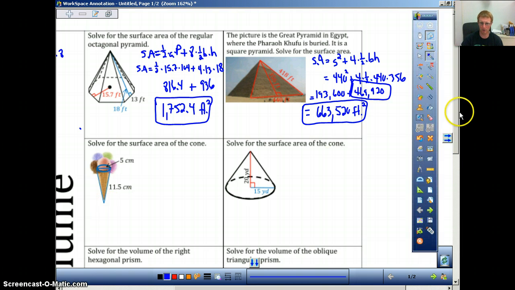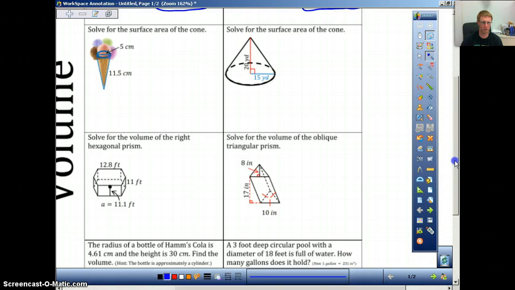Okay, moving on, let's talk about some cones here. Cones are really easy because it's just a simple formula. Formula is pi r squared. That gives us the area of the cone, or of the circle of the bottom, plus pi rl. Okay, so what we do is we make sure that we know what the radius is. It's not 5, that's the diameter. So 2.5 is the radius. The L is 11.5, so we plug this in.